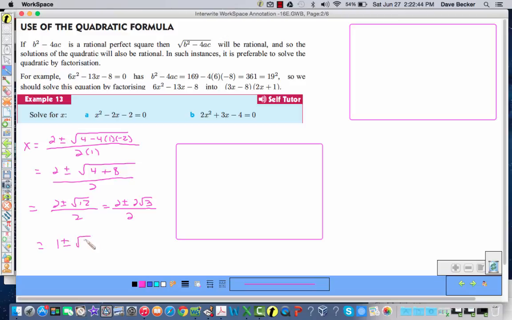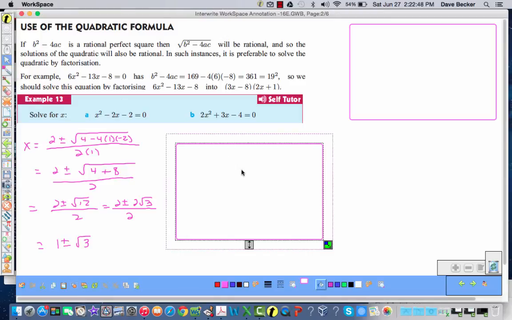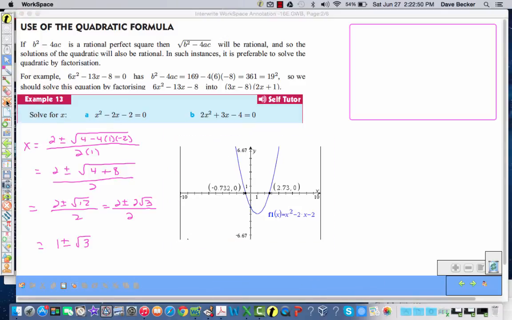And I always like to show it graphically so we can show the solution. I have graphed this, and here's what our solutions are, also known as the zeros. 1 plus the square root of 3 is approximately equal to 2.73, and 1 minus the square root of 3 is approximately equal to negative 0.732.